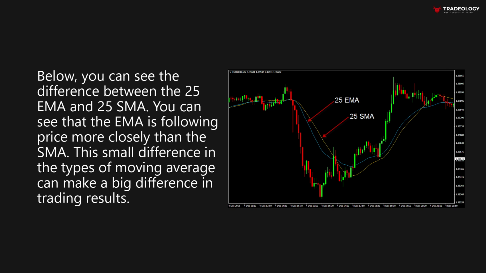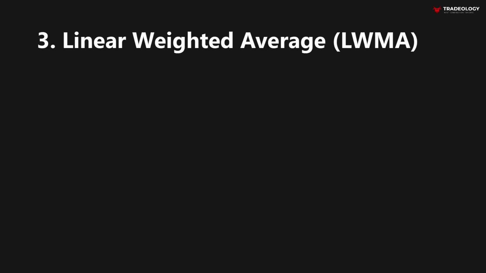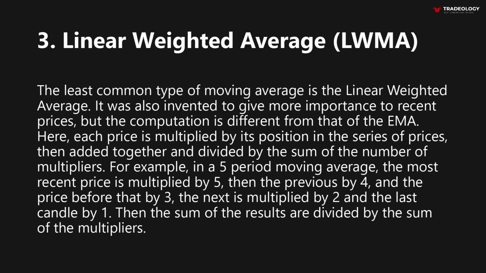The small difference in the types of moving average can make a big difference in trading results. The third type is the linear weighted average, or LWMA. The least common type of moving average is the linear weighted average. It was also invented to give more importance to recent prices, but the computation is different from that of the EMA. Here, each price is multiplied by its position in the series of prices, then added together and divided by the sum of the number of multipliers.